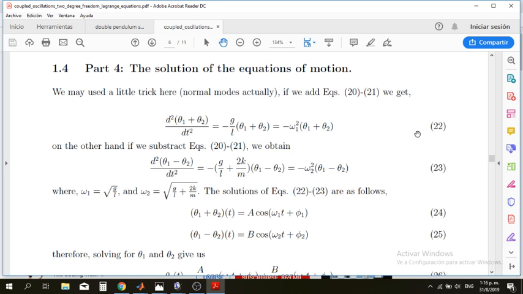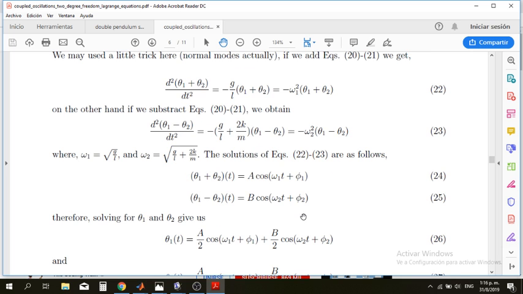The solutions of equation 22 and 23 are straightforward. Cosine functions. The solution of 22 will be amplitude A times cosine of omega 1 times t plus an angle phi 1. And the solution of 23 will be an amplitude B times cosine of omega 2 times t plus an angle phi 2, where A, B, phi 1, and phi 2 are constants, which can be determined using the initial conditions.